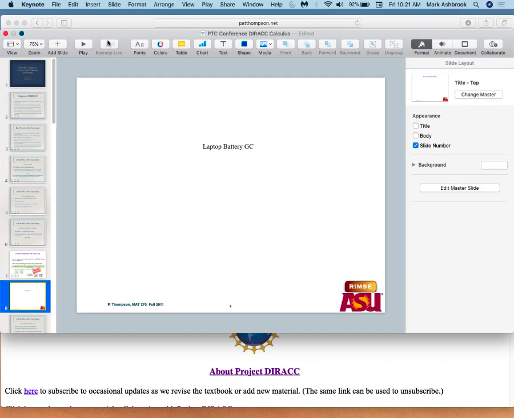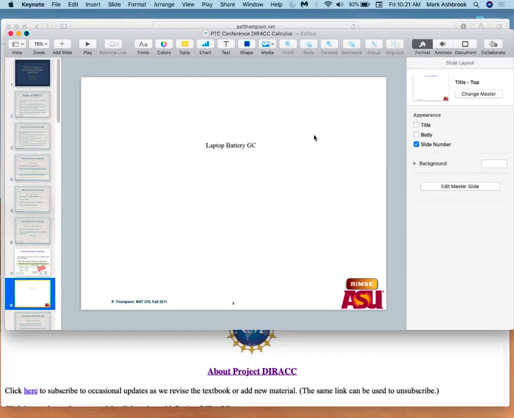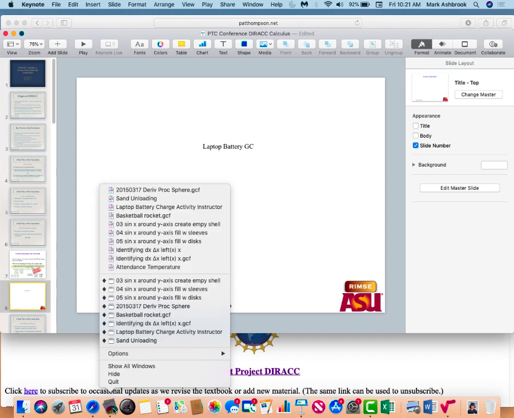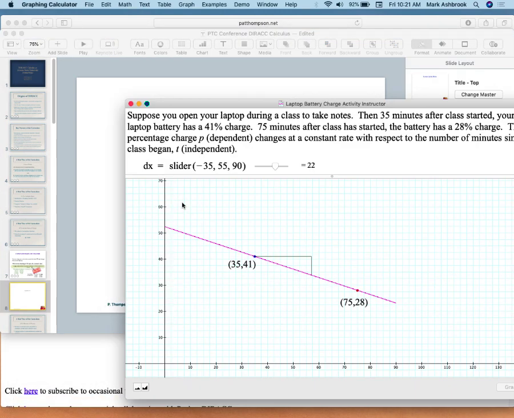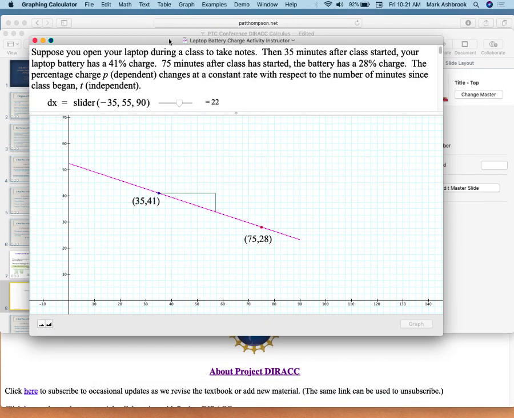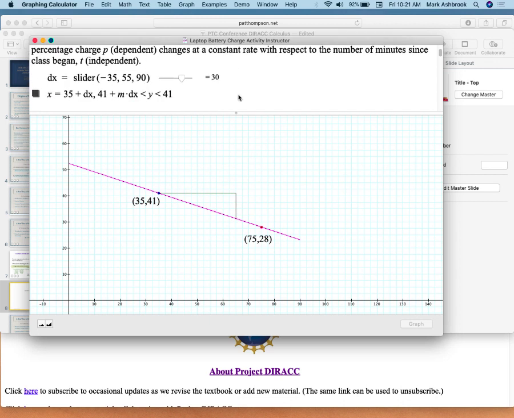Okay, another assignment we have them do, and this is practicing constant rate of change, is kind of a second assignment. So this is minutes gone by in class and your laptop battery percent. Here the variable is dx, and it's the change from 35 minutes into class. Given different values of dx, they're showing the corresponding change in your battery percentage. That change in battery percentage is, here's that mathematical line.